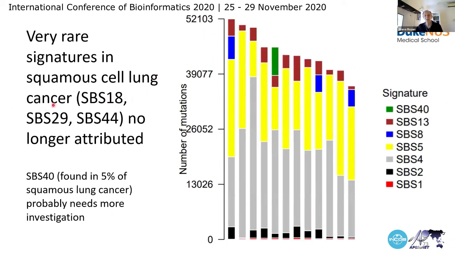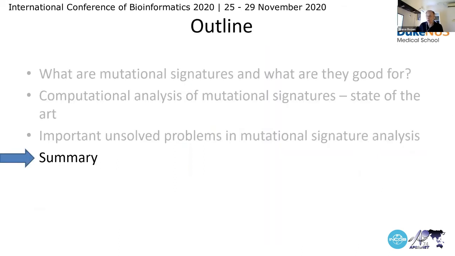So these signatures, which are found in less than 1% of this kind of lung cancer, are no longer attributed. And we get SBS40, which is found in about 5% of these lung cancers, attributed to it. And probably if I were doing this, really, I would then delve more deeply and find out which particular characteristics of the spectrum made it desirable to include SBS40 in the attribution of signatures to this lung cancer. Okay. So now I'll just wrap up here.